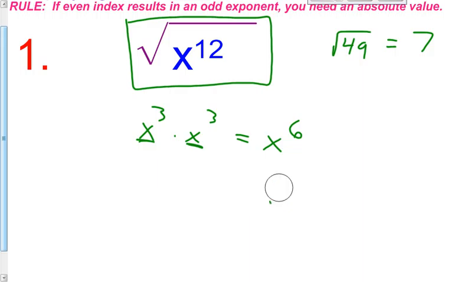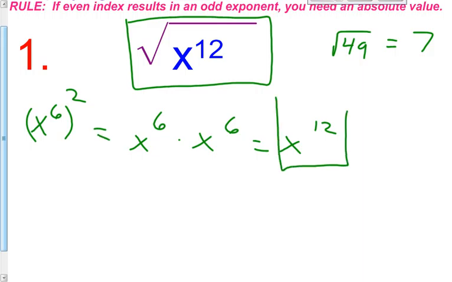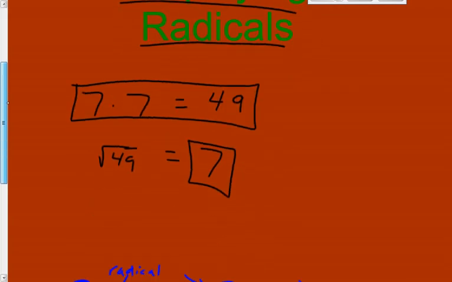What times what is x to the 12th? Quite clearly, that is x to the 6th multiplied by x to the 6th. That number gives you x to the 12th. So x raised to the 6th, that number squared, which is the same thing as x to the 6th times x to the 6th, is x to the 12th.